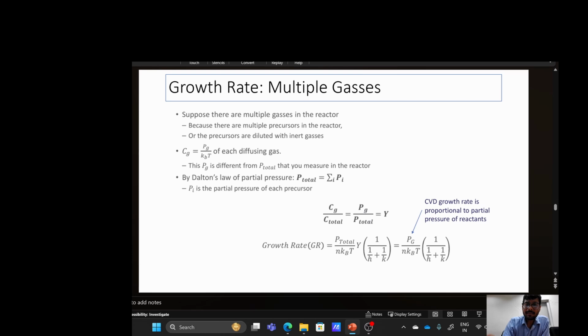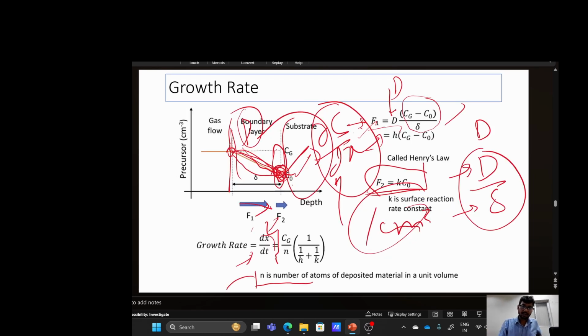If you have multiple gases, maybe there is a growth of silicon over silicon, at that time you can use a single gaseous precursor. This is given by a single gaseous precursor, and Cg is given by the concentration of the single gas. But if there are multiple gases, you need to find the concentration of that particular gas. How will you find that? In the chamber, what you can find is the pressure, but you cannot find the concentration.